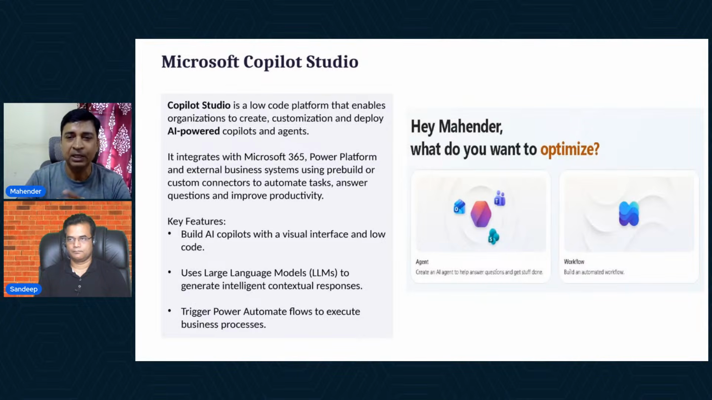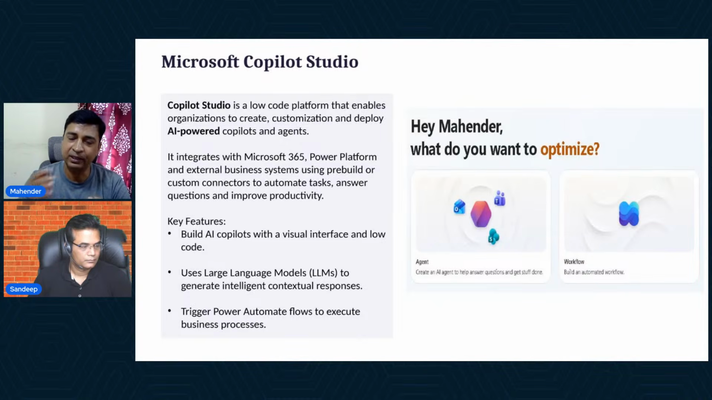For example, let's say we have one tool that requires some kind of data. Maybe there is another tool that will give us that data. So there we are basically making that communication happen using these tools. So here we have Microsoft Copilot Studio.